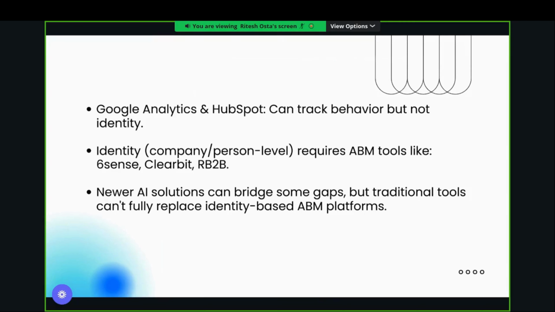Newer AI solutions can bridge some gap, but traditional tools can't fully replace identity-based API platforms. That's correct. Okay, with AI and with identity tracking and the traditional analytics, put all these three things together and magic happens. Okay, so yes, partially you can do that, but in order to understand fully about your prospect, you have to also reveal their identity. There are platforms who can provide you that data as well.